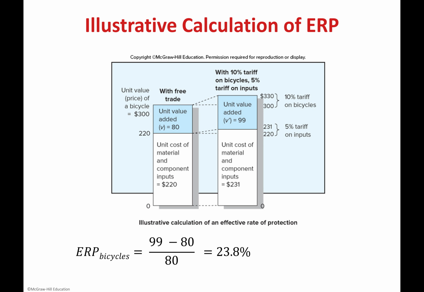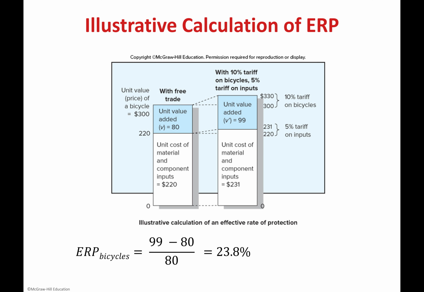So let's say we had a bicycle that we import for $300. The unit cost of the material and components, in other words the inputs to that, are $220, and then the unit value added is $80. So that's like the profit, I suppose one might say.